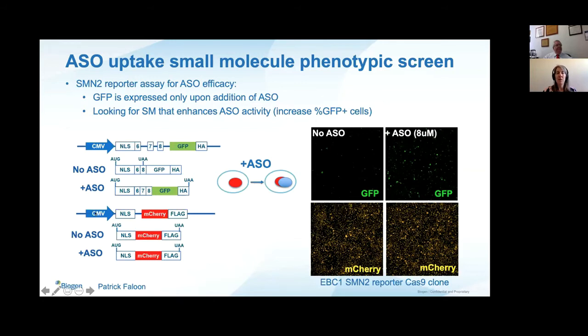At the same time, we also have a reporter that reads out mCherry with a nuclear localization signal, and that allows us to look at the health. So we're really reading two phenotypes at the same time. Again, one reason that the arrayed screening is a big advantage for us here is that we can actually go back and look at both of these phenotypes.